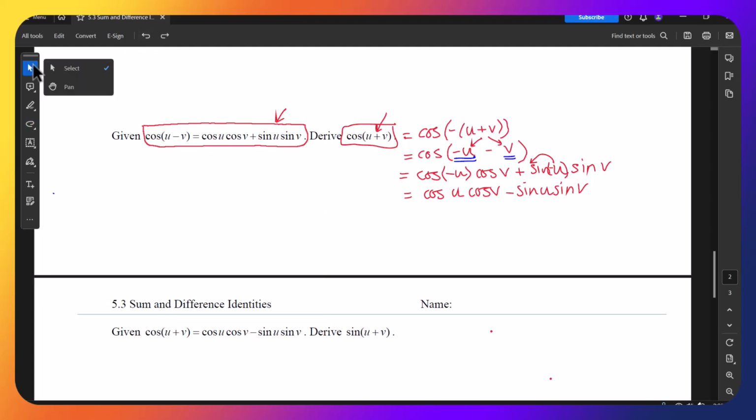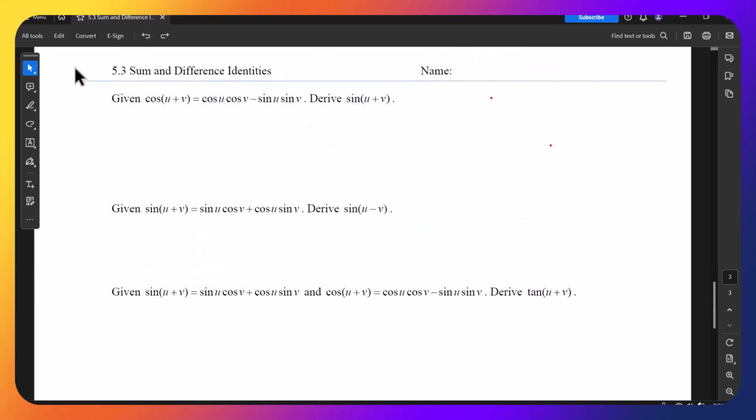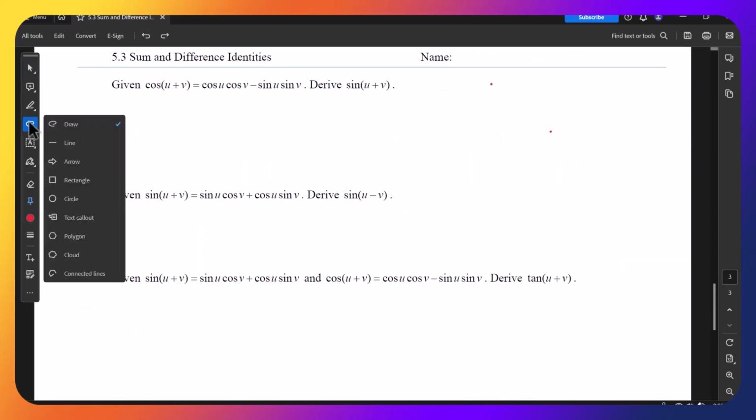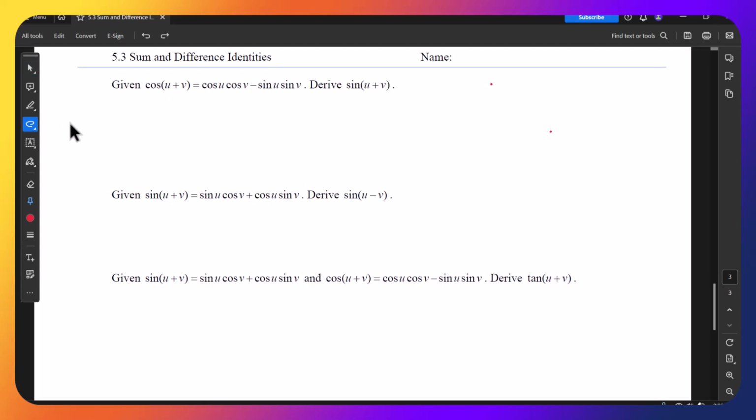Okay, moving forward to the next page. We have cosine of a sum is equal to that, and then we're going to prove sine of u plus v. I'm going to go ahead and write down what it should turn out to be and try to keep that in mind. So sine of a sum is sine u cosine v plus cosine u sine v. Okay, now we're going to go ahead and derive that using the other identities we've proven.